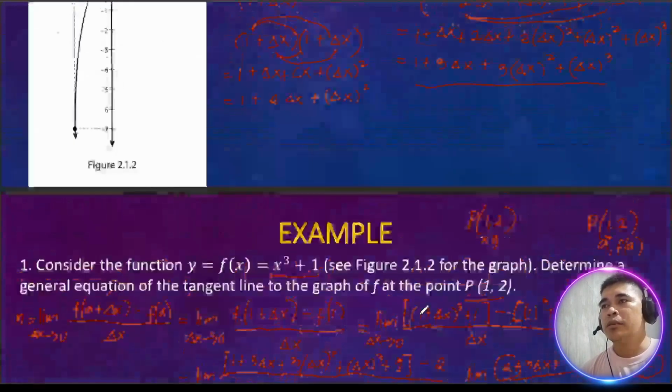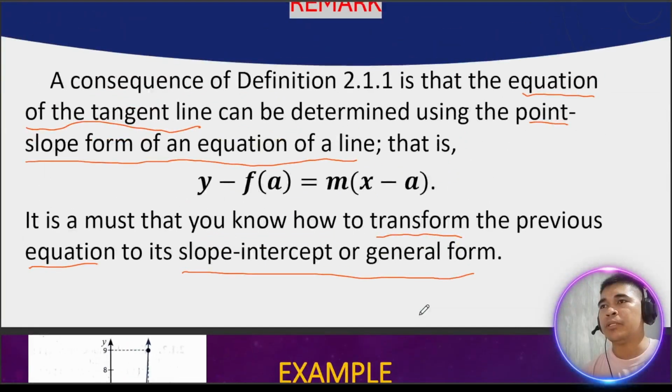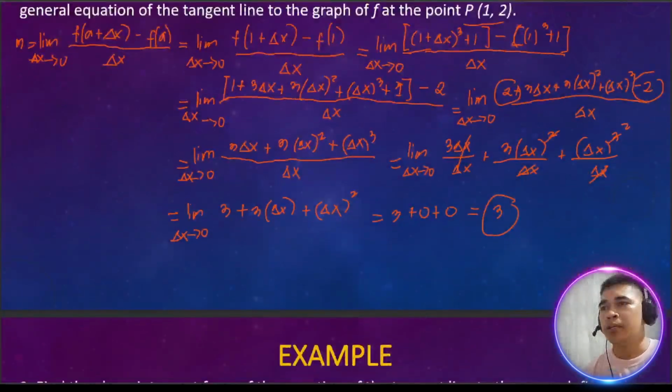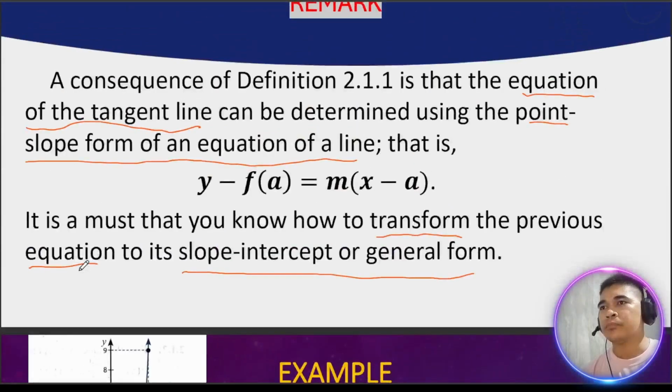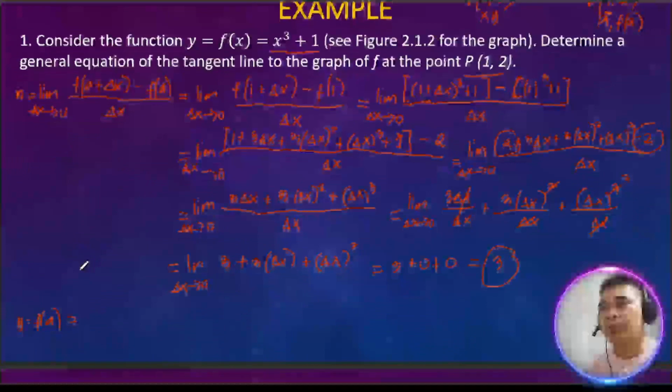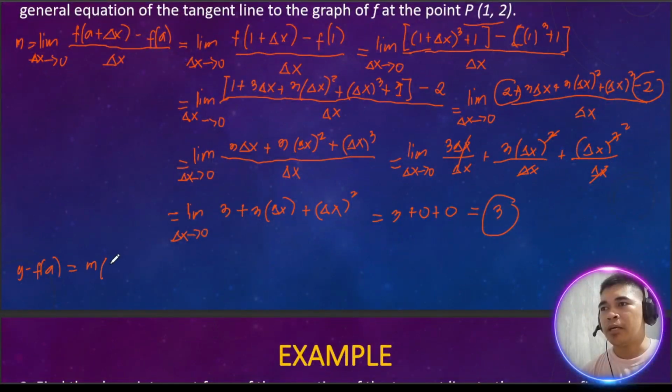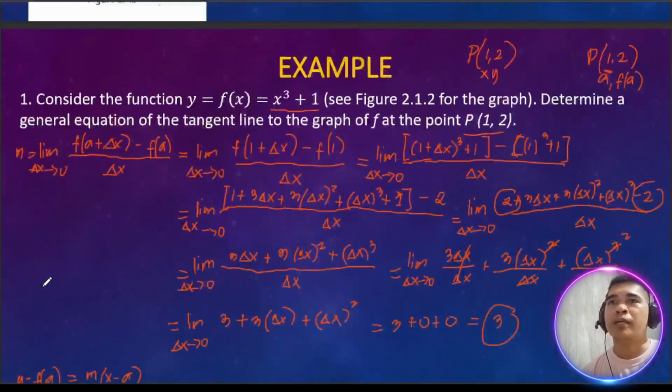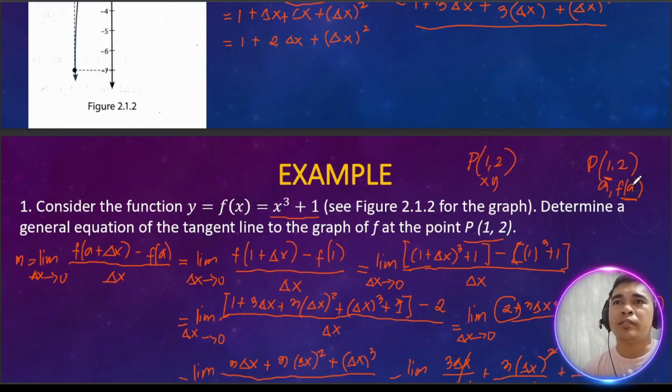So, what is the equation? So, manigamitan, the point slope form of an equation of a line, y minus f of a equals m times x minus a. So, hanggang buhaton lang ito is substitute. Okay, so what is our f of a? Here, our f of a is 2.